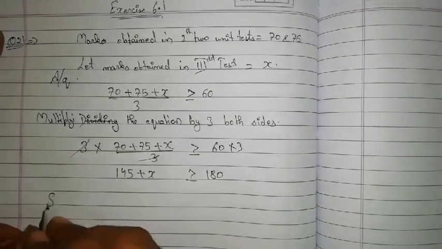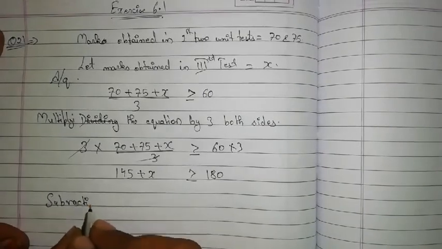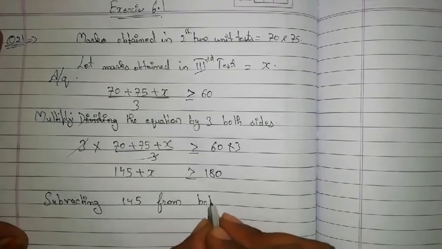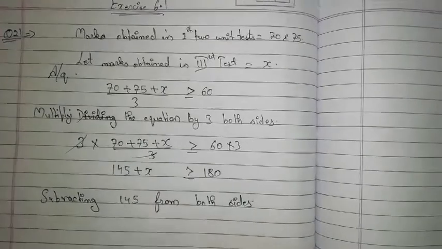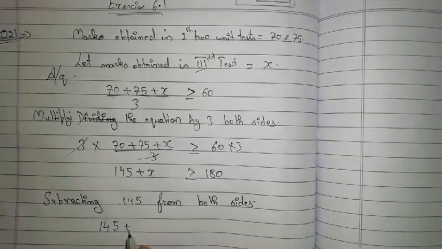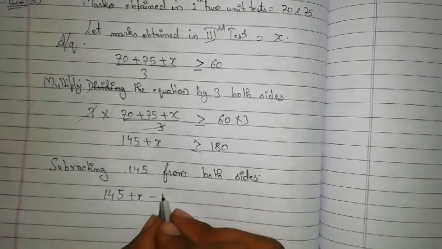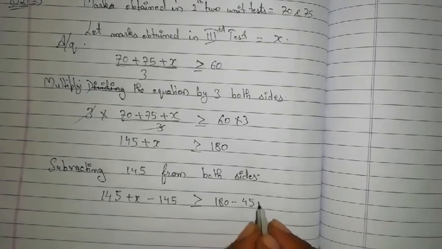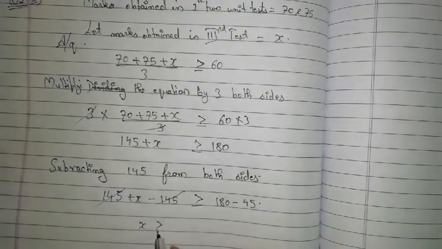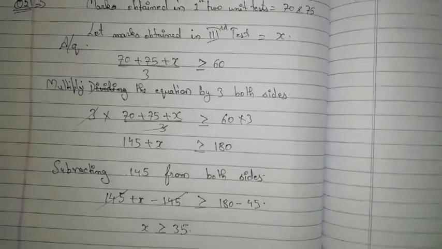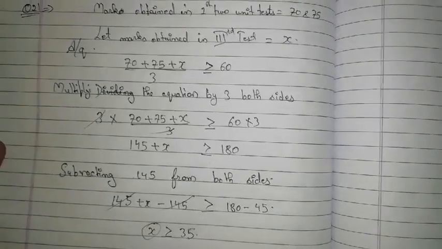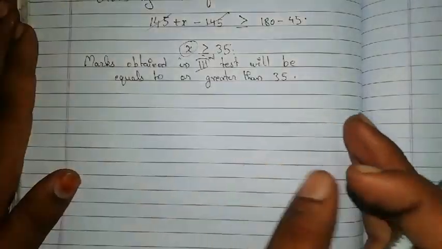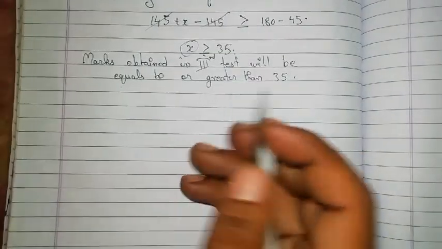Okay, now we will subtract 145 from both sides. So on the left-hand side we have 145 plus x, and we have to subtract 145 also. It will be greater than or equal to 180 minus 145. So these two get cancelled out. We have x is greater than or equal to 35. So the marks in the third unit test will be either equal to 35 or greater than 35.